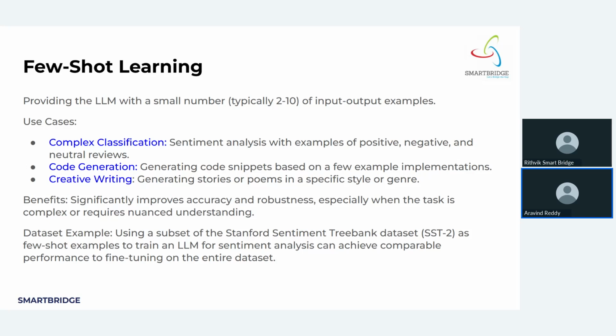Generate a code snippet based on the few example implementation. If you give any implementation, then in the same format it can generate code. Creative writing, stories, poems, all these things it will also do based on n number of examples. If you give n number of examples, the user will understand quickly and it will give the response in that format, right?